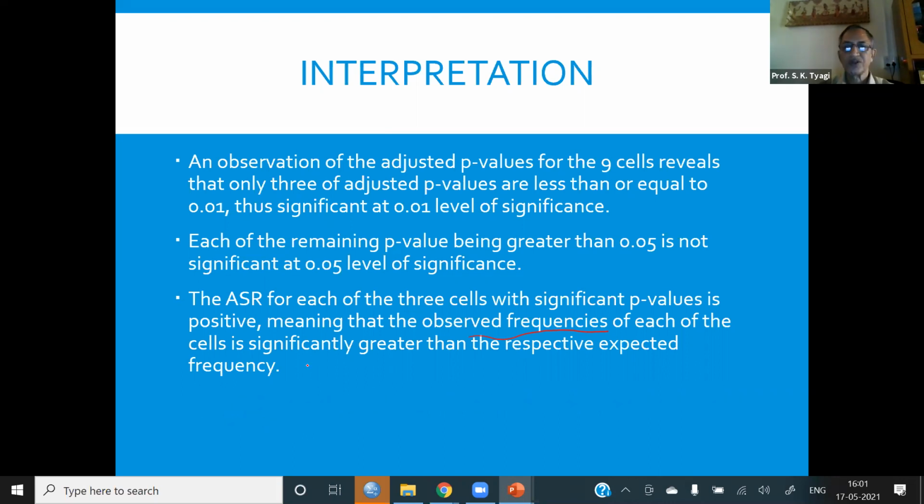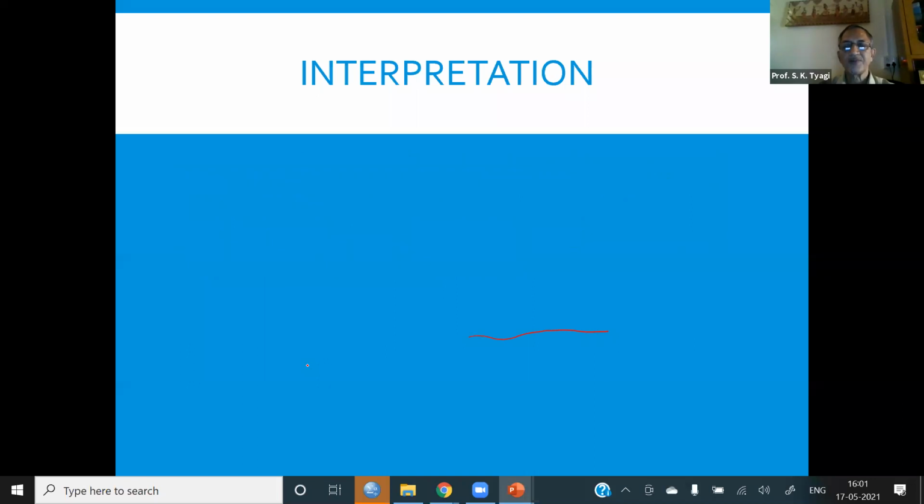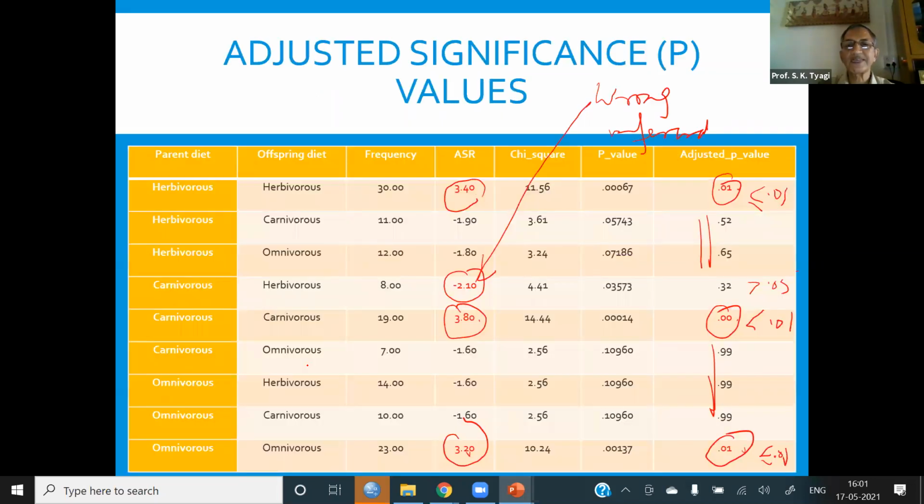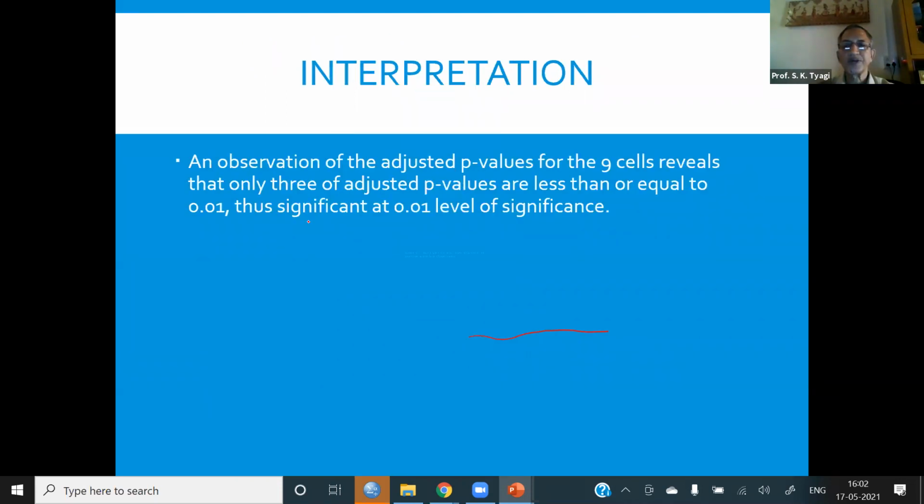Why? Because otherwise the other cells would have been significant. Suppose this were significant, then we could have interpreted that herbivorous parents have carnivorous offsprings. But now the situation is, if parents are herbivorous, offsprings are also herbivorous. So this is how you interpret.